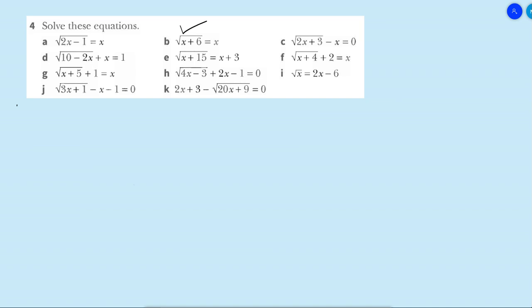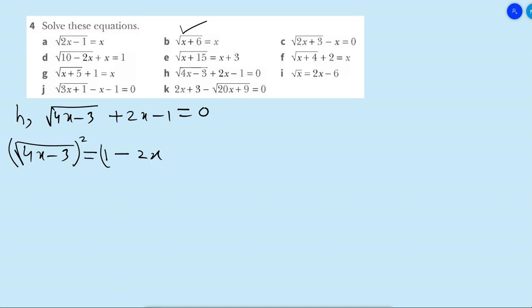Part H is 4x minus 3 root plus 2x minus 1 is equal to 0. First, shift this minus 1 to the other side, it will be plus 1, and plus 2x becomes minus 2x. And now apply square on both sides.